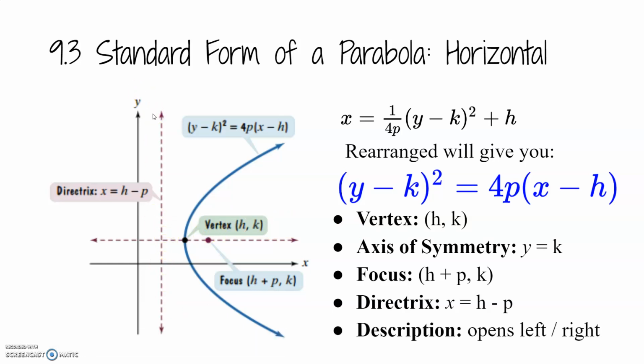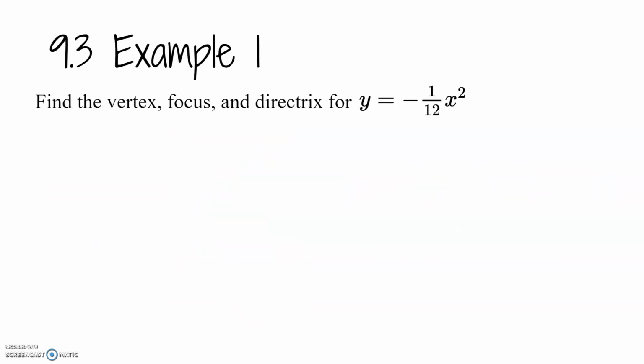And again, I mentioned this already, but if P is negative, we are opening to the left. It's a curving to the left parabola. And if P is positive, we're going to open to the right. So let's get through one, maybe two examples for time's sake.